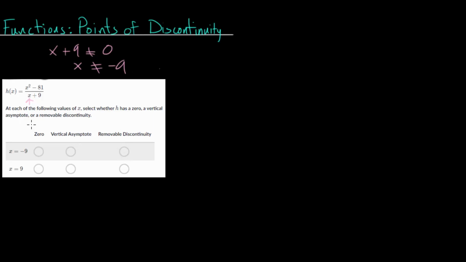So let's look at our function now. We have that h of x is x squared minus 81 over x plus 9. To determine if it's a removable discontinuity or a hole in the function, we would need to factor this numerator so that we can see if we can cancel out an x plus 9 in the top and the bottom. So let's start by factoring here, and you might notice that this is a difference of two squares.